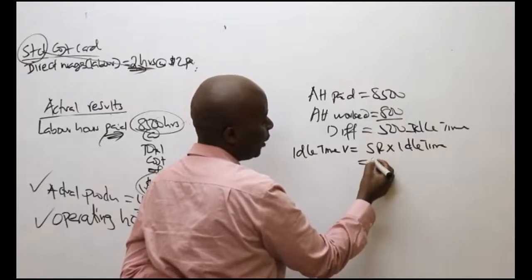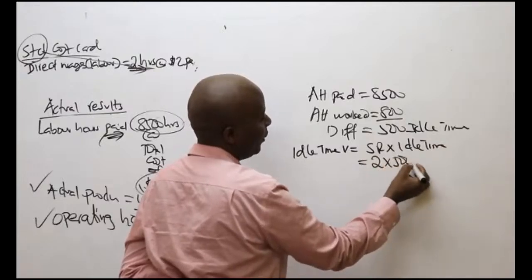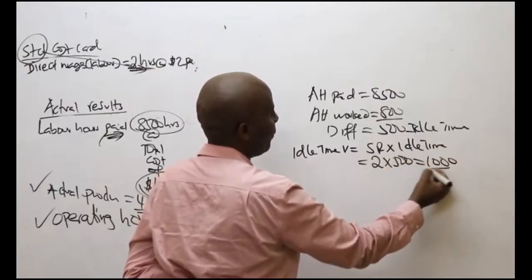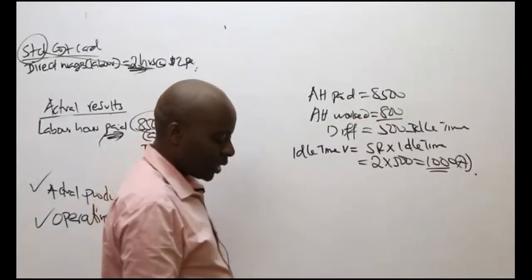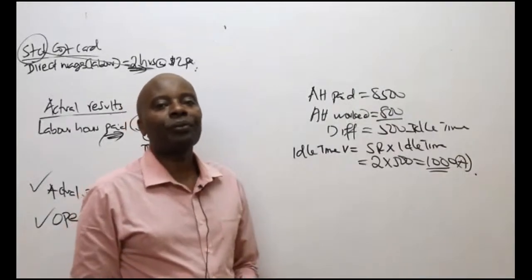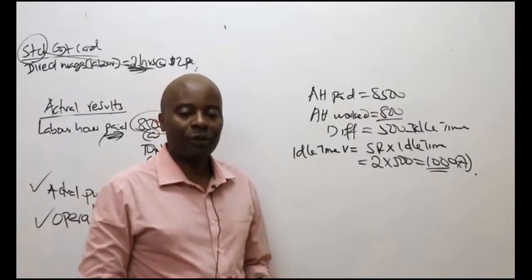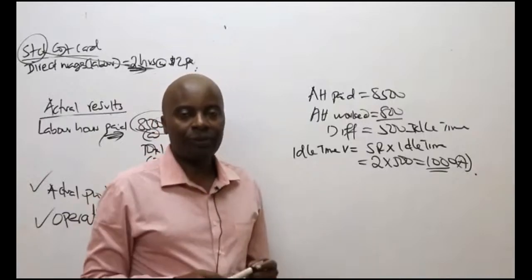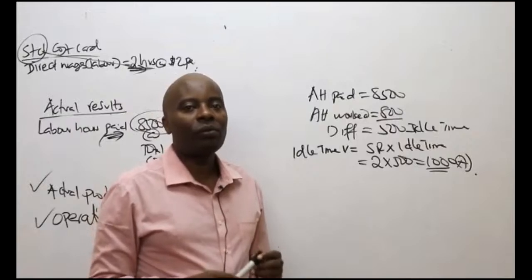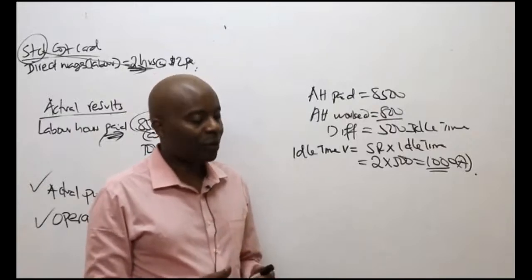So it will be standard rate per hour is 2, idle time is 500, which gives us 1,000. And as we say, all idle time variances are what here? They are adverse. Any other question? I hope I've answered this to the student's satisfaction. It's okay now. Thank you and thank you very much.